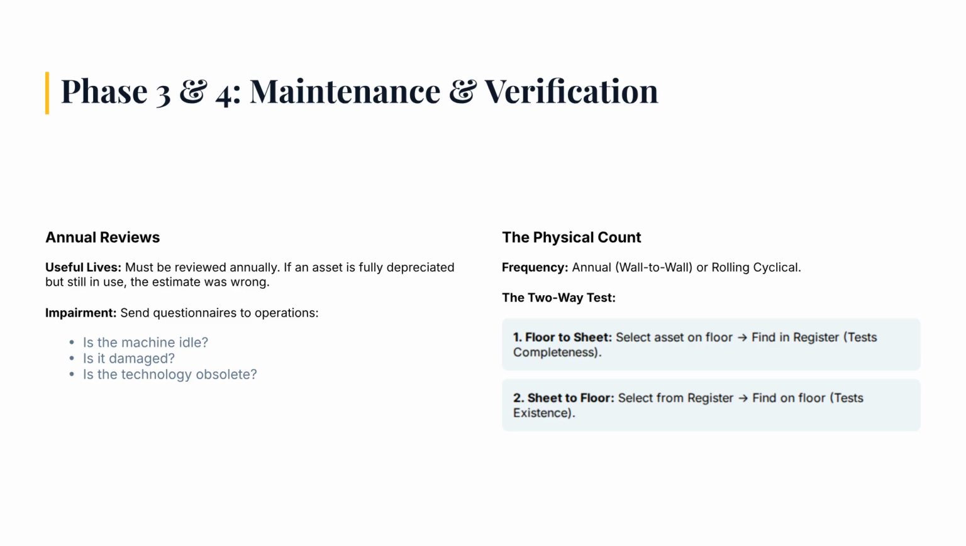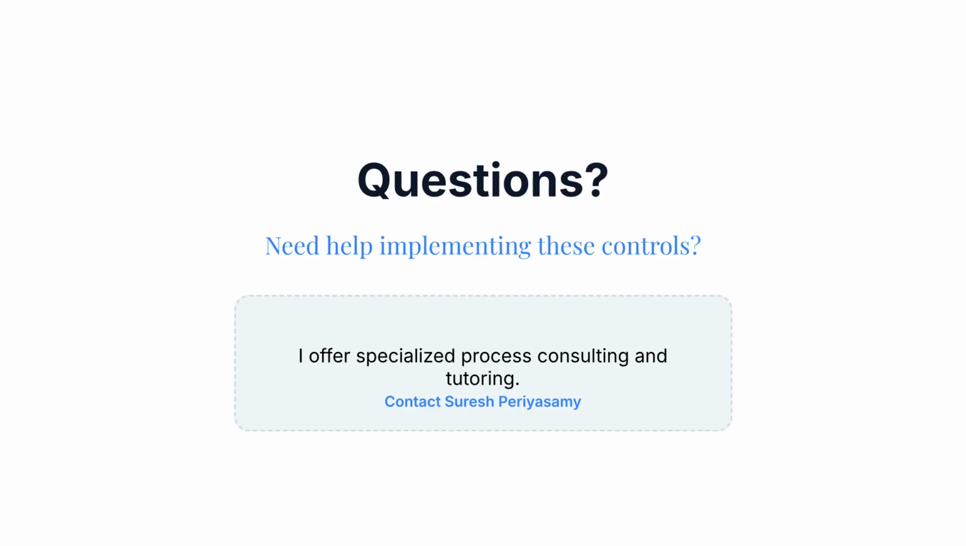Finally, the audit phase, the physical count. We perform a 2-way test to be sure. Floor to sheet. I walk onto the factory floor, see a machine, and try to find it in the list. This tests completeness. Did we miss recording anything? Sheet to floor. I pick an item from the list and go try to find it. This tests existence. Is the asset actually there, or was it stolen? You need to do both to be secure. Implementing these controls takes time, but it saves significant headaches during audit season and protects the company's bottom line.